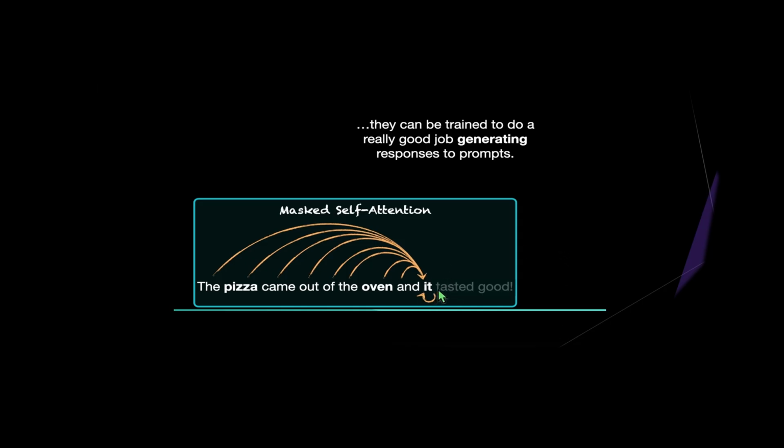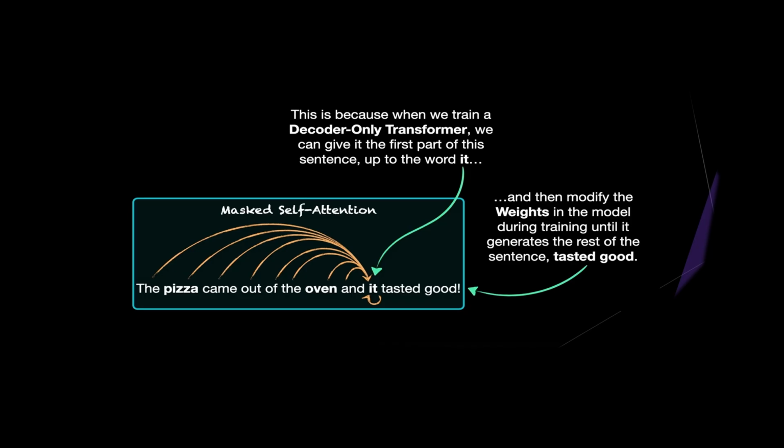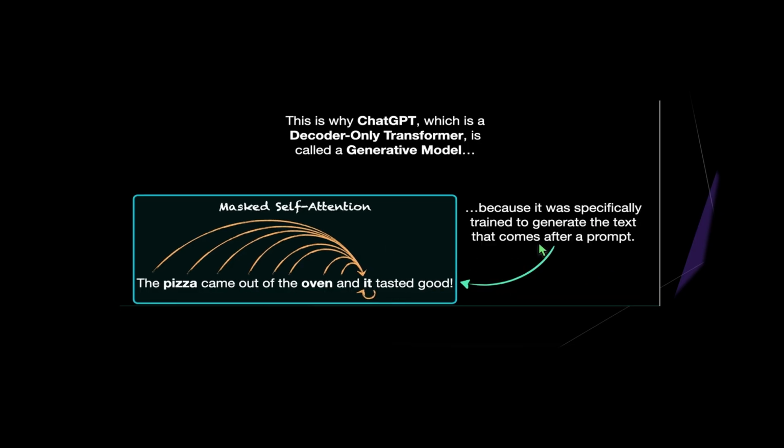For example, if the sentence is, "The pizza came out of the oven," and the model first processes all the words up to eat. Then, using masked self-attention, it predicts the next likely words, such as tasted good. That predictive behavior is what makes GPT models generative. They generate one word at a time, each based on the previous context, without ever seeing the words that follow.